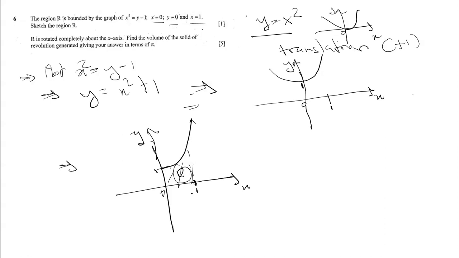And then the second part wants us to, when R is rotated completely about the x-axis. So this region is being rotated about the x-axis. So what do we get from that? When we are rotating this, it forms the shape of a cylinder. If we are rotating this about the x-axis, it's forming some cylinder.